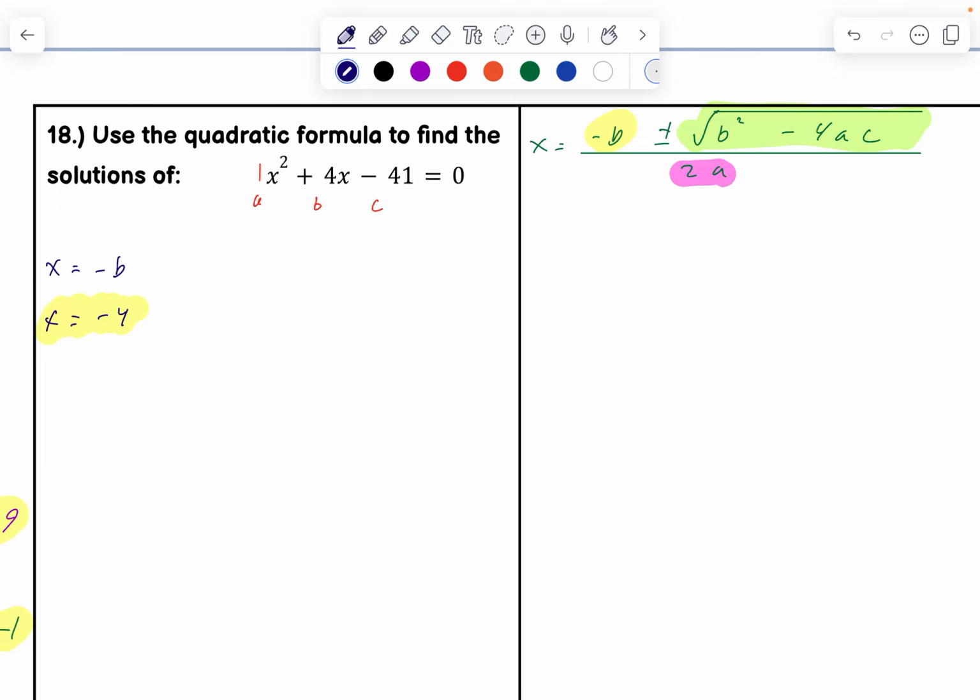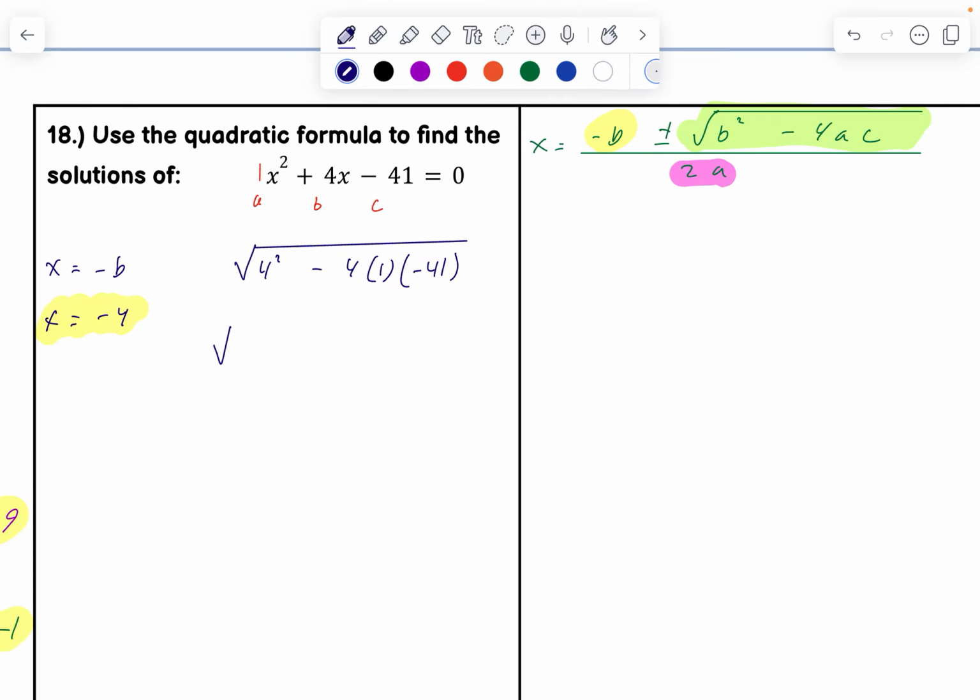Then I'll go into the square root there. So let's do that next. So we're going to have the square root of, and let me see if I can make that a little bit nicer looking. That's better. b squared minus 4ac, or in other words, 4 squared, minus 4 times a times c, negative 41.